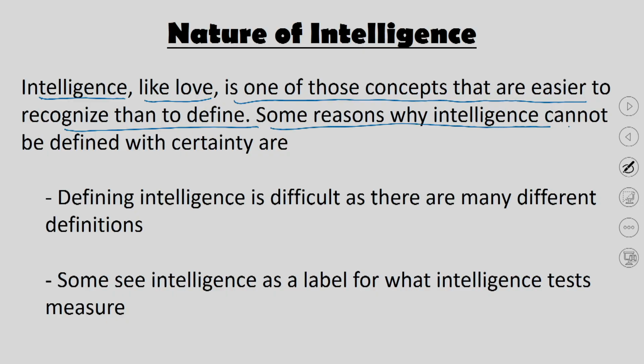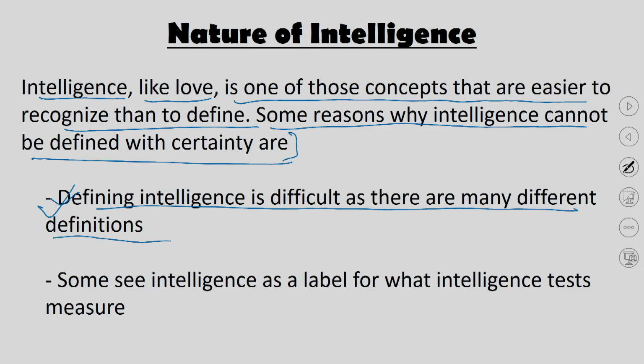Some reasons why intelligence cannot be easily defined with certainty are these. One of the reasons is that defining intelligence is difficult, as there are many different definitions. So we'll look at some of the definitions of intelligence. A number of psychologists, a number of people, have defined intelligence in different ways.